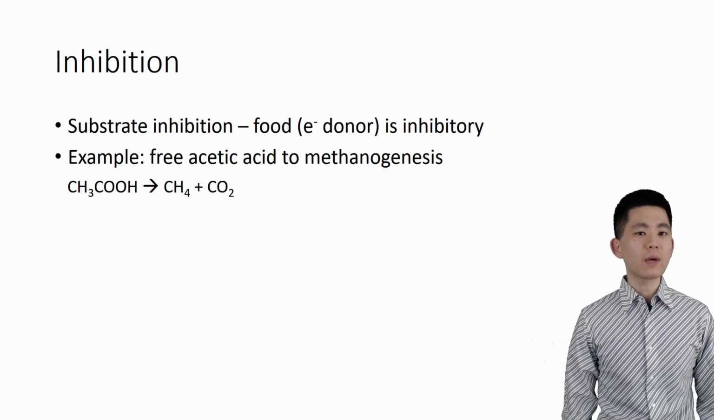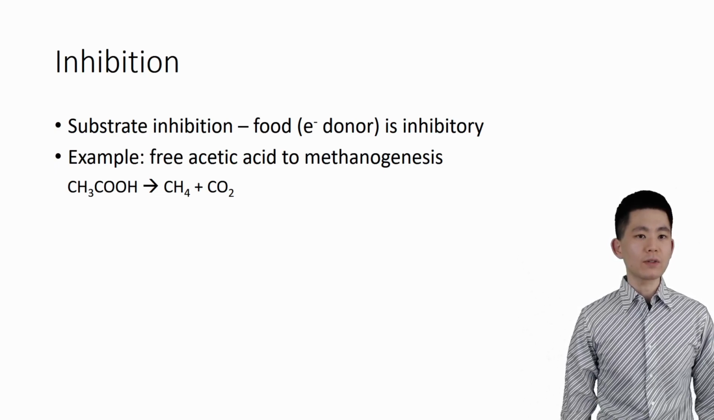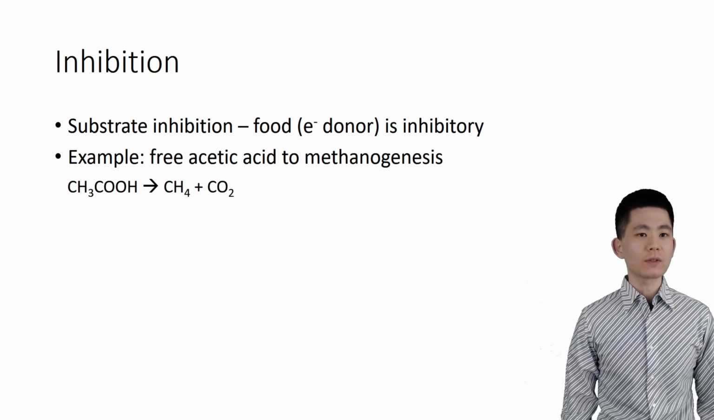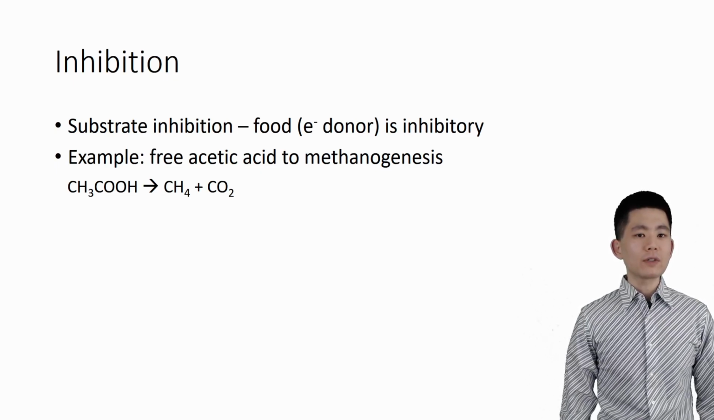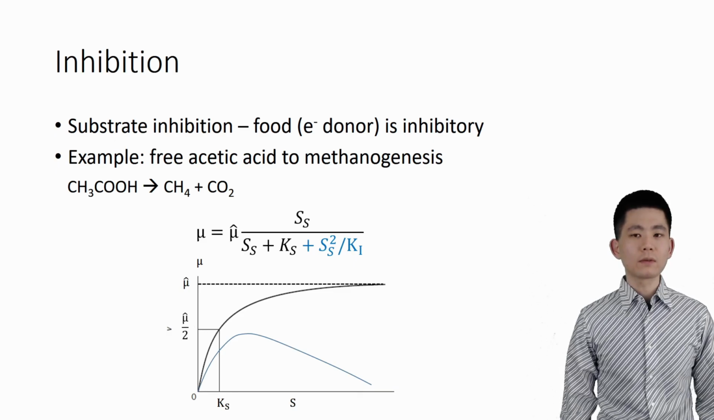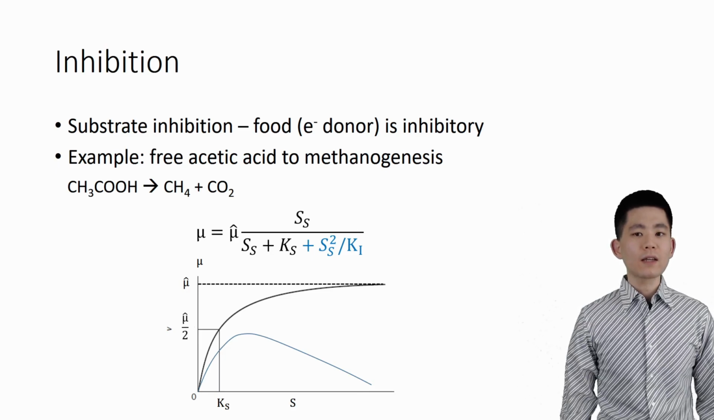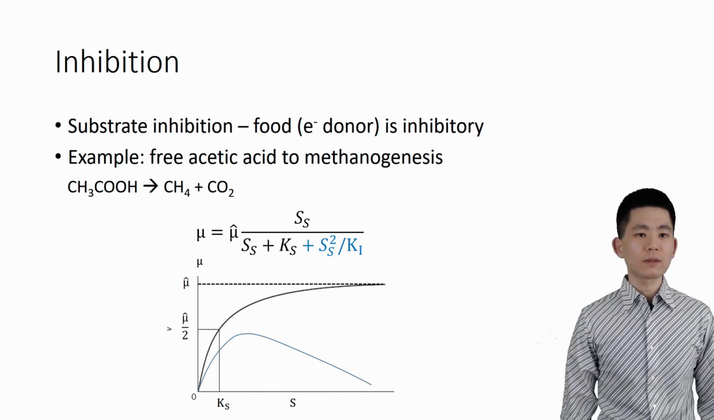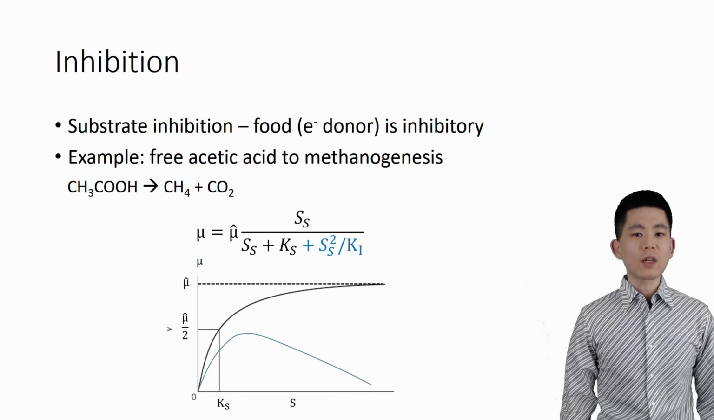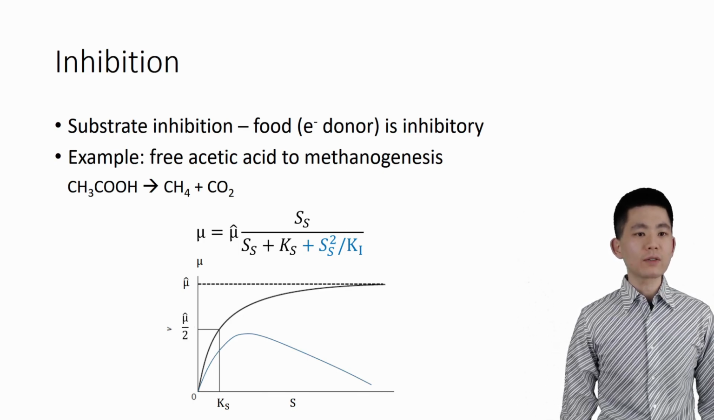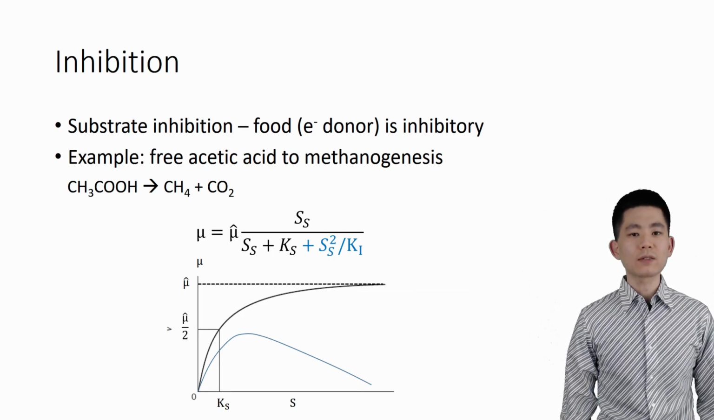Besides the competitive and non-competitive inhibition models, sometimes the substrate itself becomes inhibitory at high concentrations. For example, free acetic acid can inhibit methanogens at high concentrations. Andrew's equation is used to describe the substrate inhibition. The denominator of the Monod equation is modified by an inhibition term S sub S squared divided by Ki. A high substrate concentration eventually brings down the growth rate. If the substrate has a large Ki value, its inhibitory effect is not as pronounced as those with a small Ki. Nonetheless, an infinitely large substrate concentration can bring the growth rate close to zero.